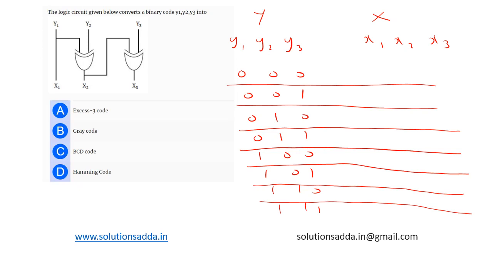Now let's calculate what the output is corresponding to this. For 0 0 0 we have 0 0 0 as the output. For 0 0 1 it will be 0 0 1. For 0 1 0 it will be 0 1 1. Then it will be 0 1 0. It will be 1 1 1. This will be 1 1 0. This will be 1 0 0. This will be 1 0 1.